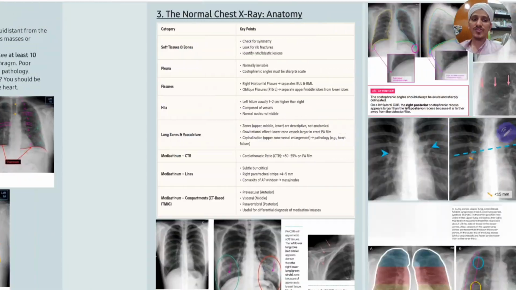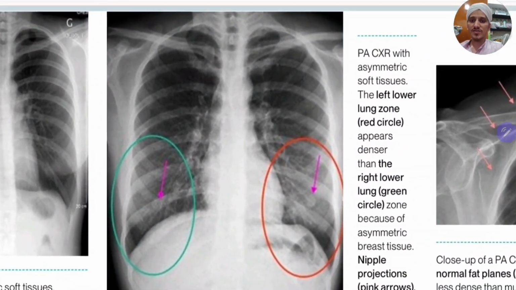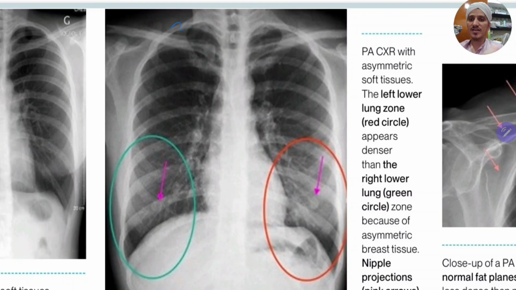Then check the soft tissues, and bones also you should check, whether you can see any fractures here. See the clavicle, this is the clavicle, this is the scapula. This is the acromion process. See the ribs, there is no fracture as such. The right diaphragm is higher than the left diaphragm.